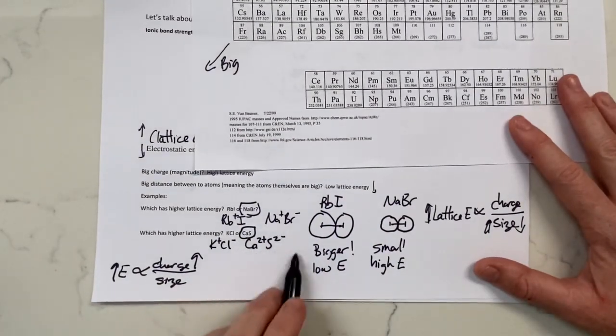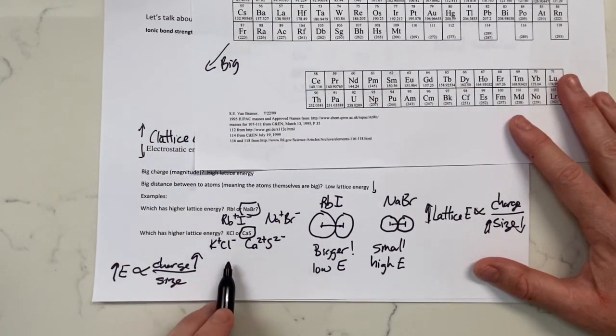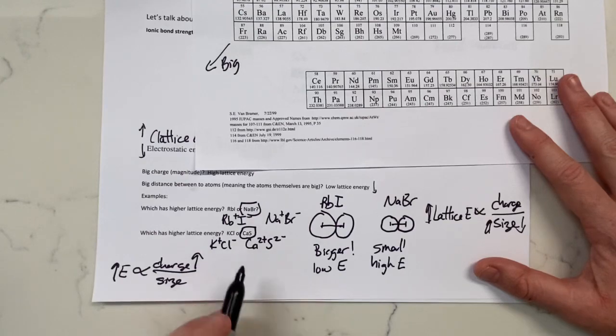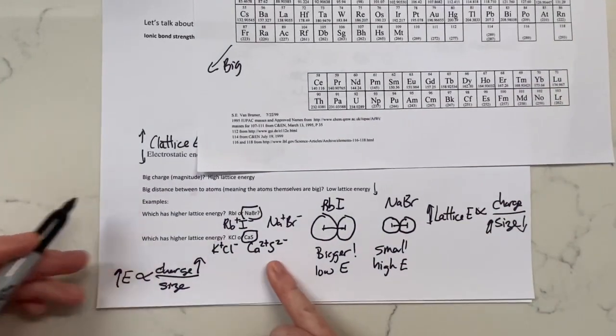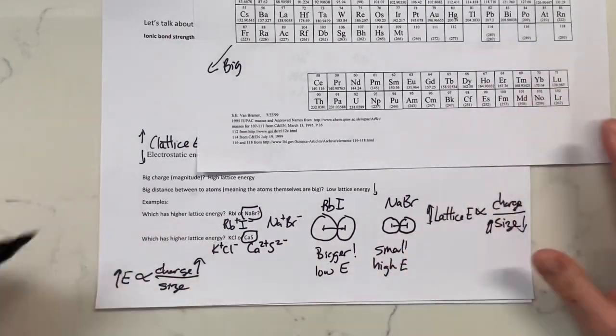Again, this had a 2+ charge. Over here, we got just a 1+ charge. This had 2-. Over here, just a 1-. So the overall magnitude, if you added up the magnitude of each of these charges, this one is higher, and therefore it has a higher lattice energy.